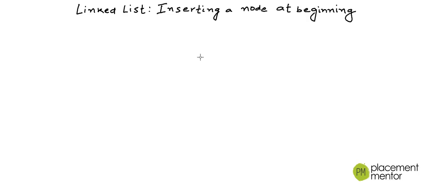In our previous lesson, we saw how we can map the logical view of a linked list into a C or C++ program. We saw how we can implement two basic operations, one traversal of the linked list and another inserting a node at the end of the linked list. In this lesson, we will see a running code that will insert a node at the beginning of the linked list. So let's get started.